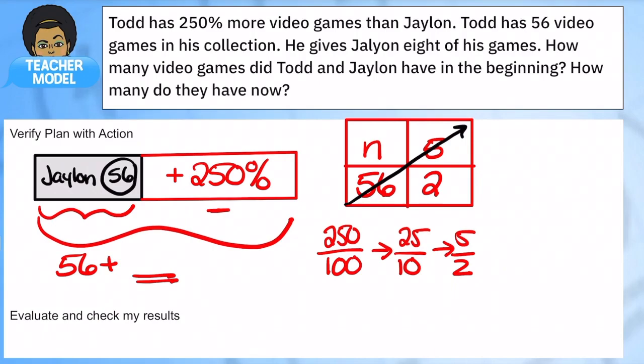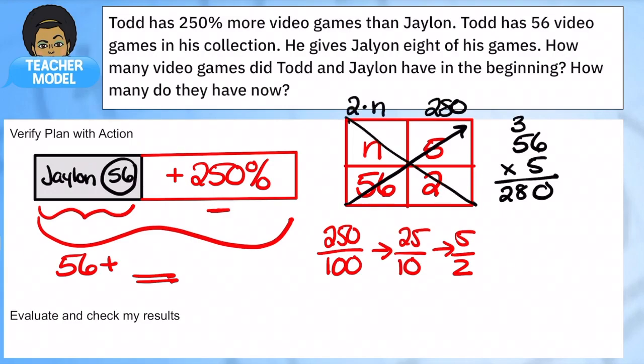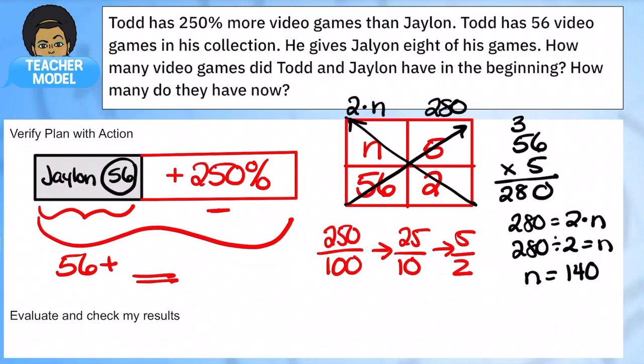56 times 5. See, I'd much rather do 56 times 5 than 56 times 250. 5 times 6 is 30. 5 times 5 is 25 plus 3 is 28, so 280. And this is just 2 times the number. We already know that. So let's set this up. 280 is equal to 2 times a number. 280 divided by 2 equals that number. So that's like halving a number. So that number is equal to 140. So 140 games is 250% of 56. I want to really name that.